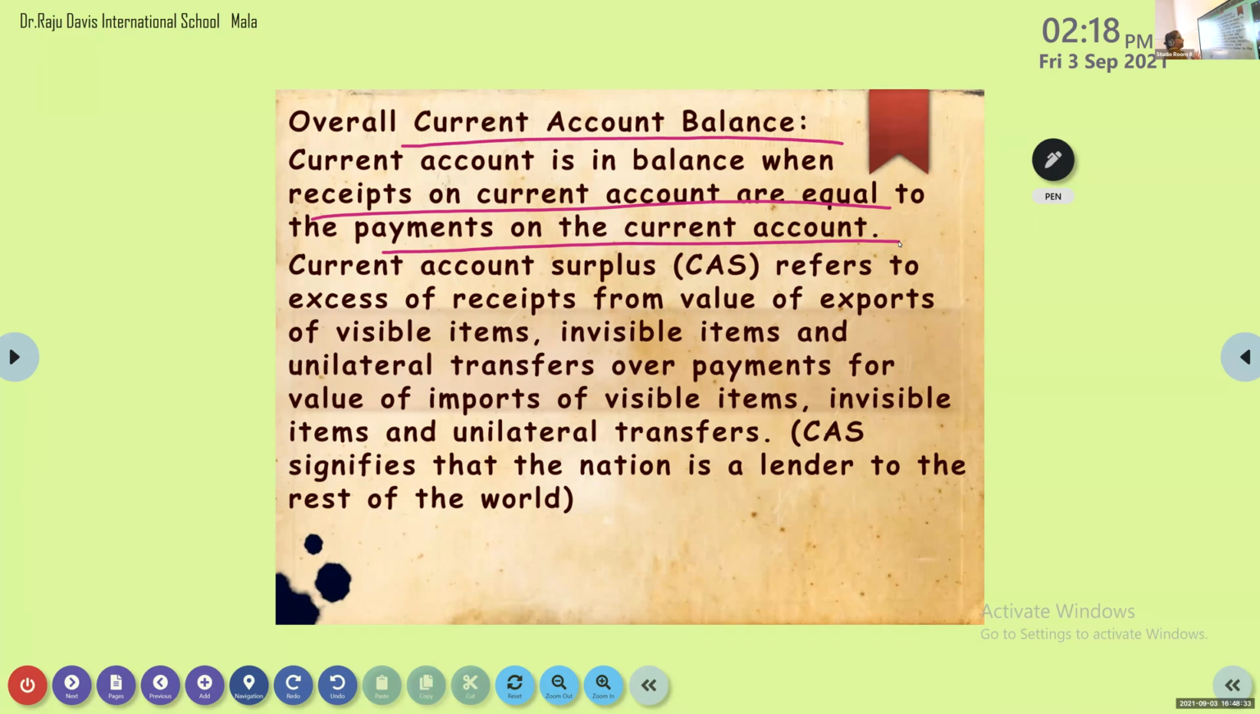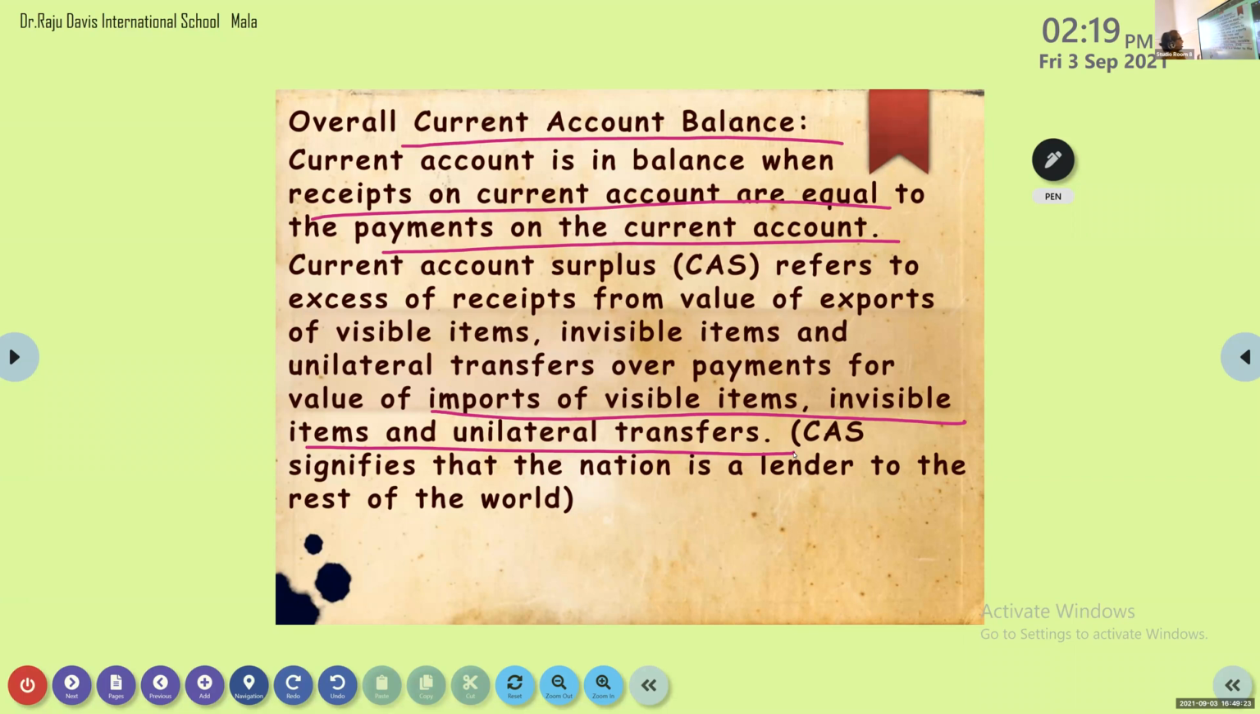Okay. Now, current account surplus, when is that situation? It is a situation where we have excess receipts from the value of exports of visible and invisible items and the unilateral transfers. You take it all together. If the value of exports of visible item, invisible item, unilateral transfers is more than payments for value of imports of visible item, invisible item and unilateral transfers, that situation we can say that current account is in surplus. We can put it in short form, that is CAS.